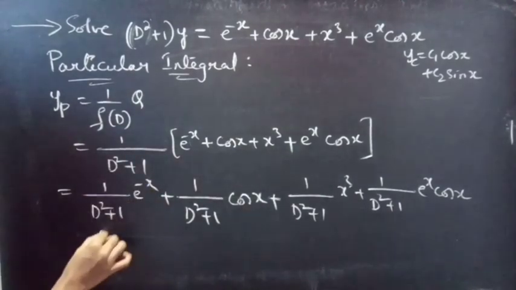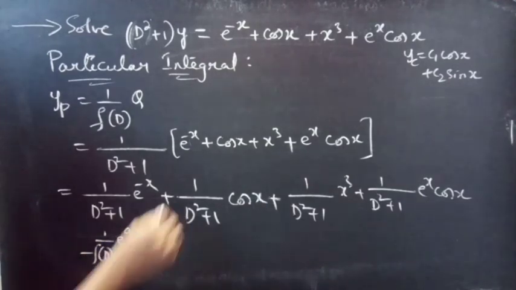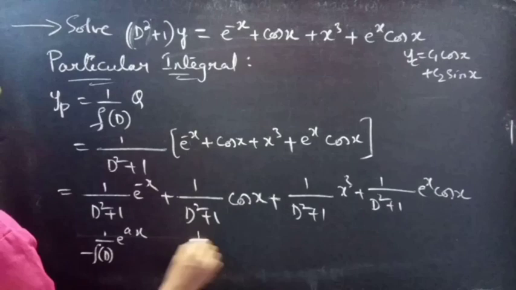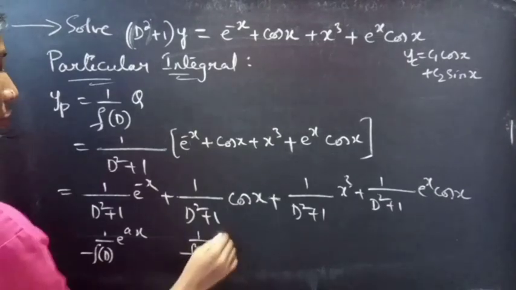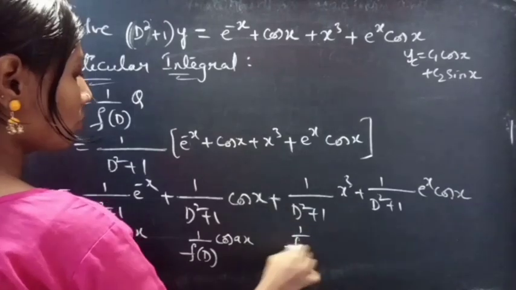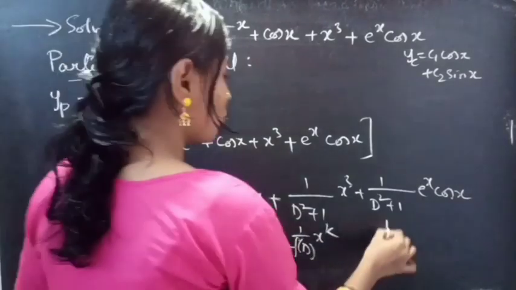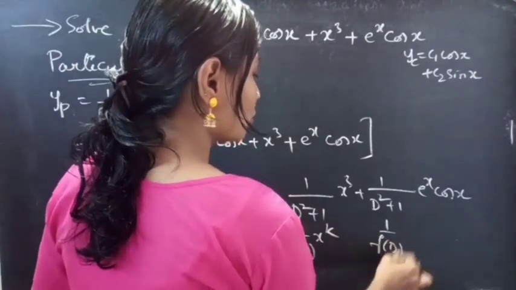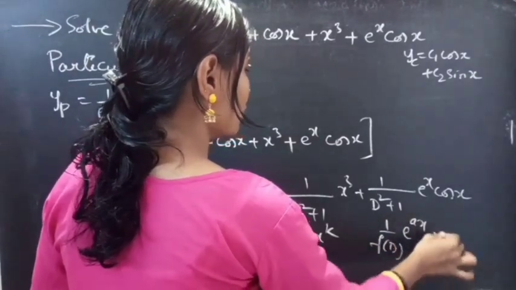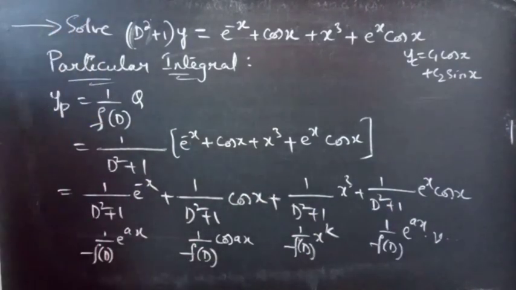The first one is of 1 by f of D into e power ax form, and the second term is of 1 by f of D into cos ax form, and the third term is of 1 by f of D into x power k form, and the last term is of 1 by f of D into e power ax into V form. Okay, we'll find each term separately.